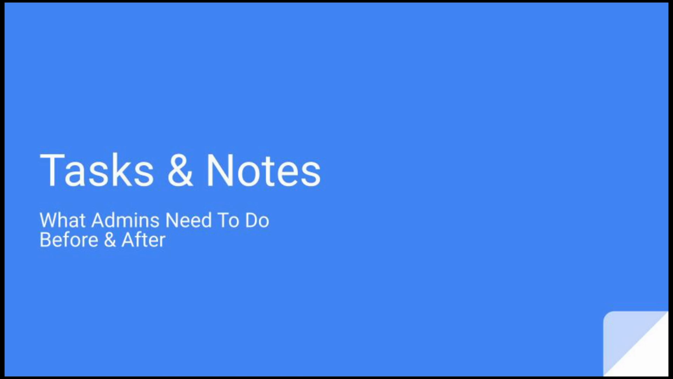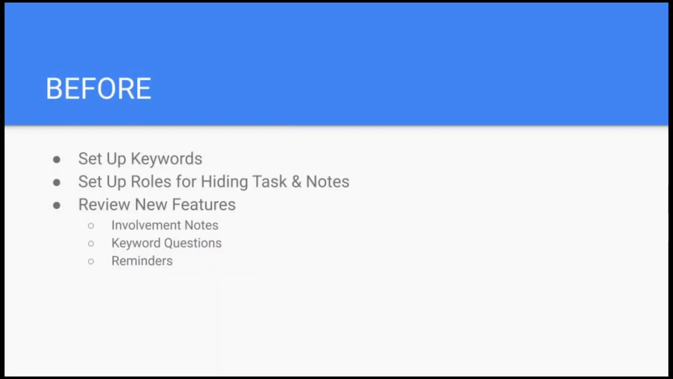So let's jump in. Here are the three things that you'll want to do before the new Task and Notes goes live, and I'll show you each of these in depth. The first is setting up keywords. The second is setting up any new roles for hiding Task and Notes. And the third is to make sure you familiarize yourself with the new features so that when this goes live, you'll know whether or not you want to turn these on. And those three new features include involvement notes, keyword questions, and reminders.